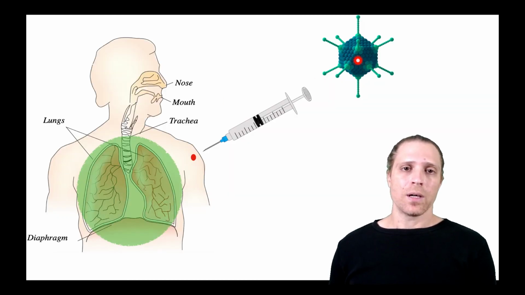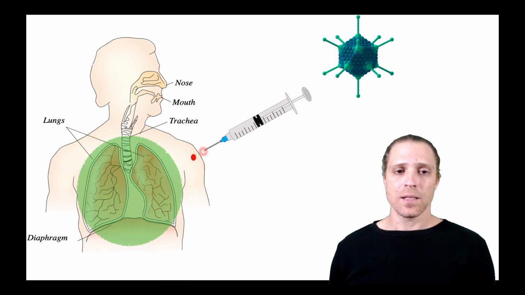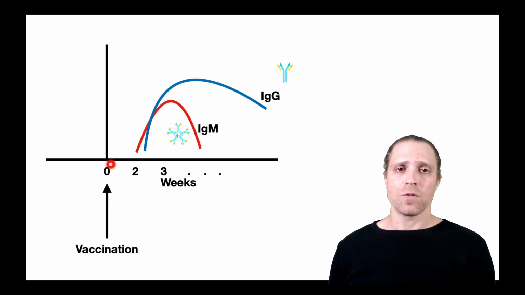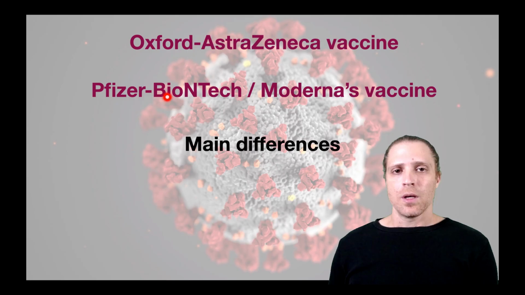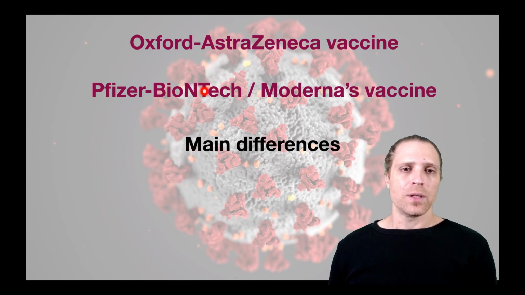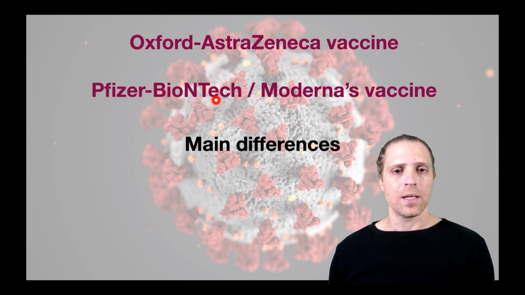Therefore, following injection of this adenovirus vaccine into the muscle of the person being vaccinated, there is once again production of antibodies roughly 2 weeks after injection, again of both IgM and IgG. And so in this short video I wanted to explain the main differences between the vaccine developed by Oxford AstraZeneca and the mRNA vaccines developed by Pfizer, BioNTech and Moderna.